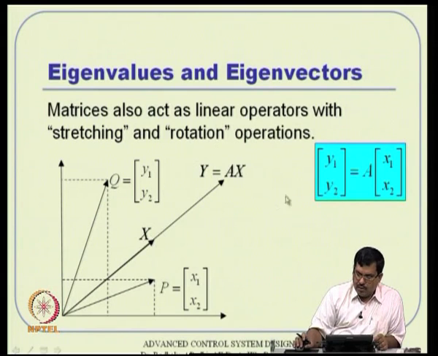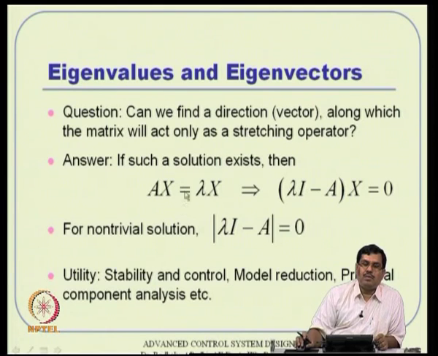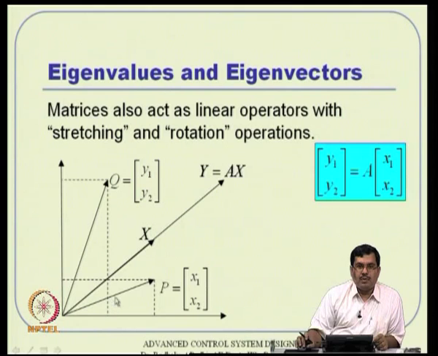Now, relying on this philosophy, what does the math say? How do you operate that? The question is: can we find a direction or a vector along which the matrix will act only as a stretching operator? If that happens, it is a stretching operator anyway, so Ax is nothing but lambda times x, where lambda is just a scalar quantity. Ax equal to lambda x gives us only the stretching operation.